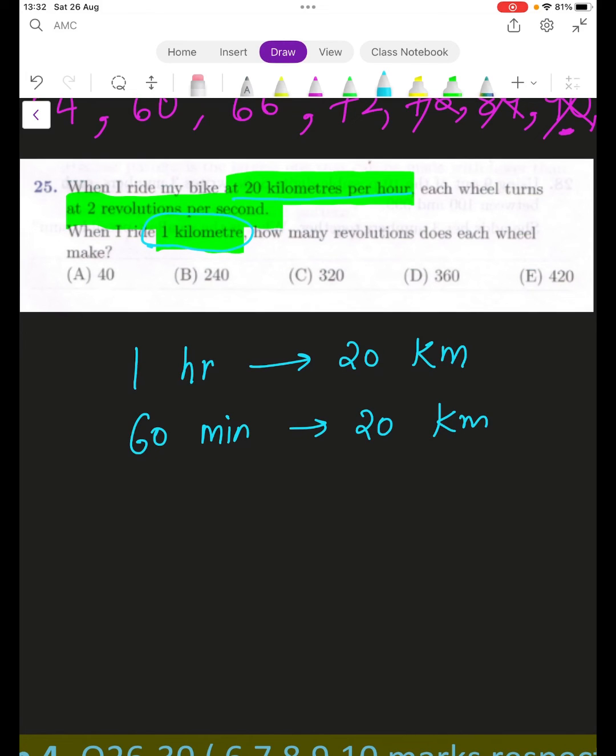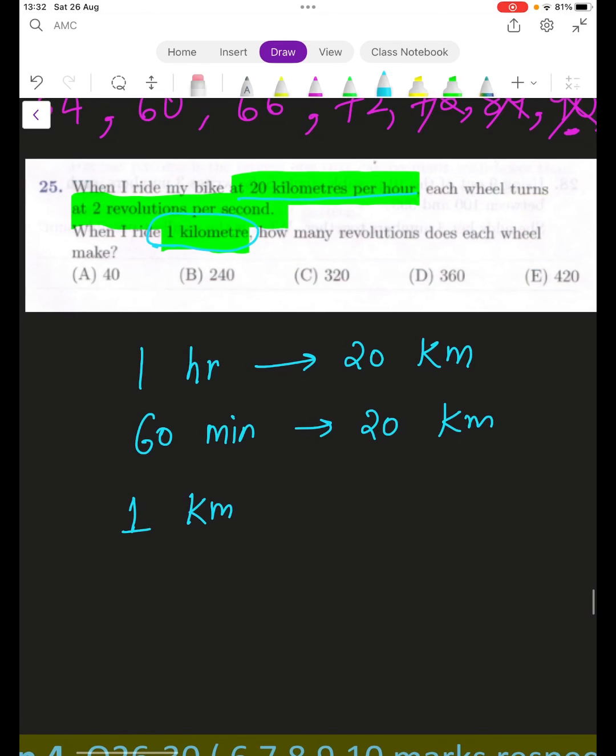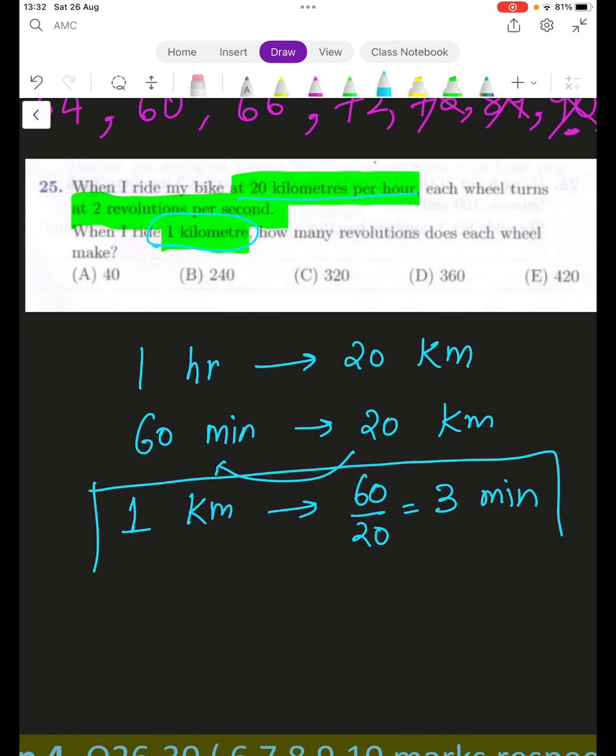Now, because it says that when I ride 1 kilometer, that means for 1 kilometer, how much time would it take? So 20 kilometers takes 60 minutes. So 1 kilometer will take 60 divided by 20. So that means 3 minutes. So 1 kilometer will take 3 minutes.